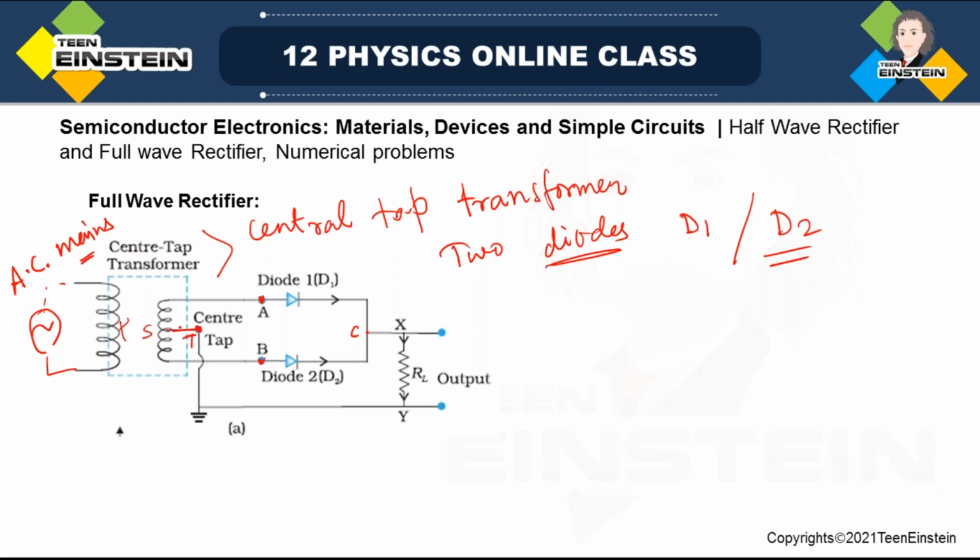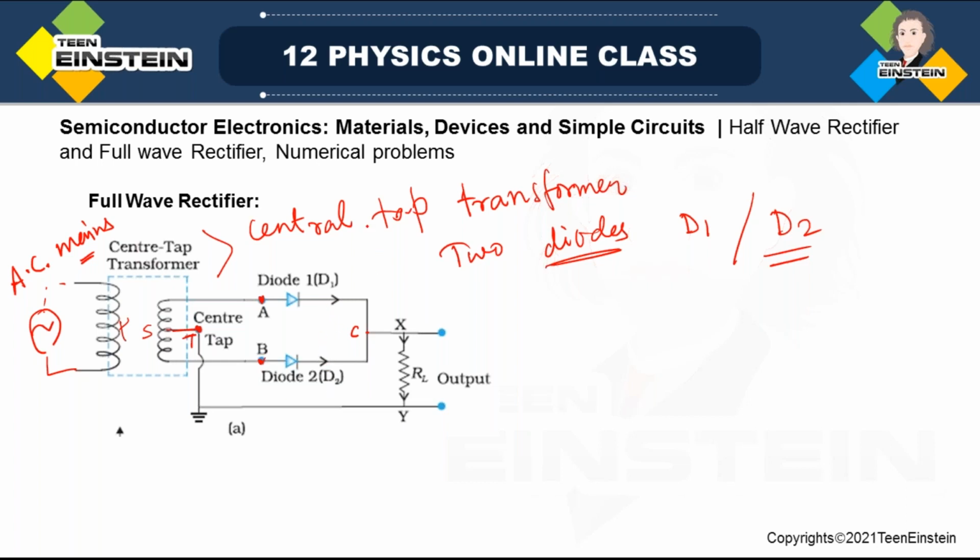Now look, there is a center tap point. This center tap is connected to this common point, that means to the N sides of the diodes, through a series resistor RL. This is called the load resistor. Okay, and output will be measured across this load resistor. I hope you have understood this. When we discuss the working principle, you will understand again clearly.